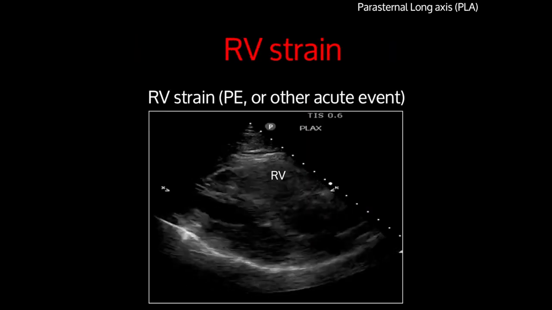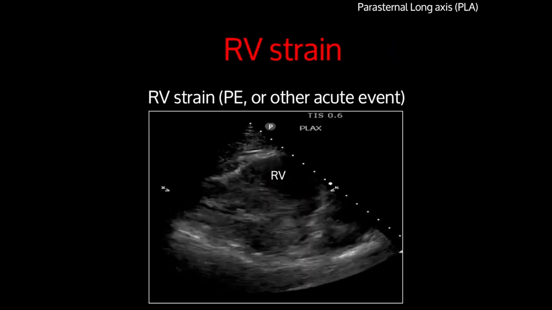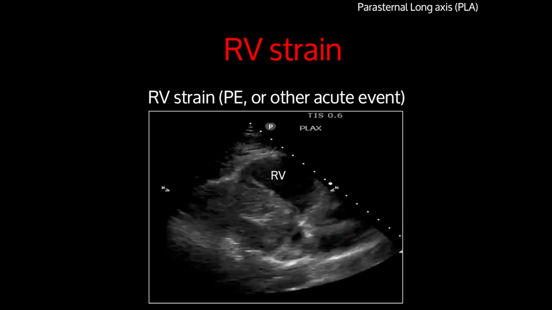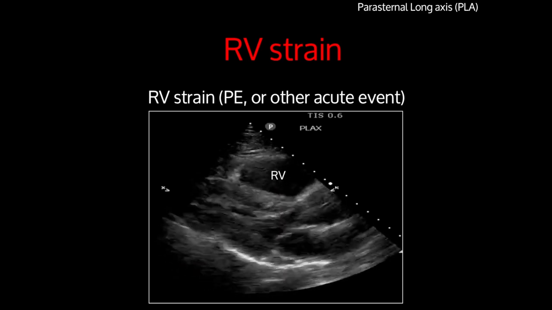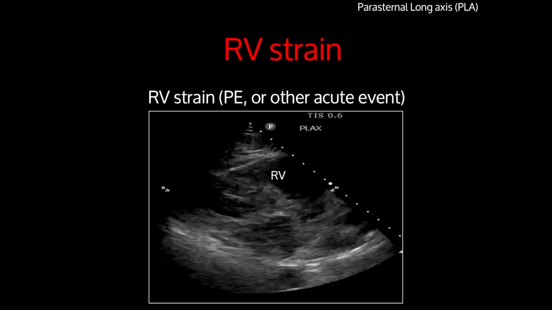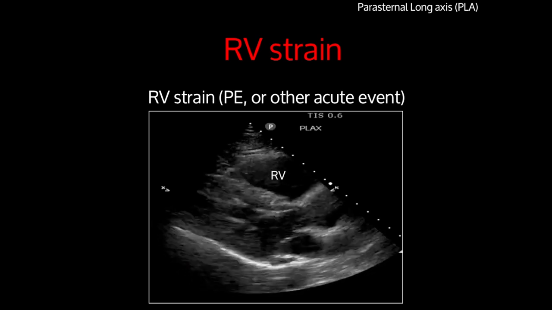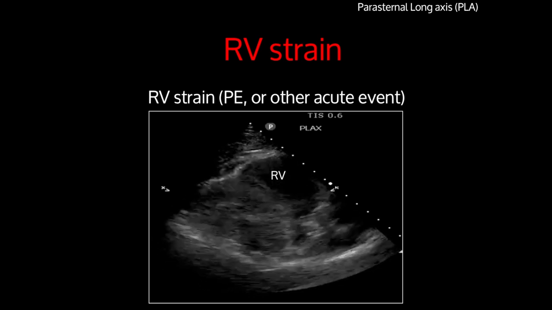Right ventricular strain can be assessed in this view as well. Strain can be due to any acute event, usually a PE, that causes sudden pulmonary hypertension, causing resistance to the outward flow of the RV. This can cause the RV to enlarge.